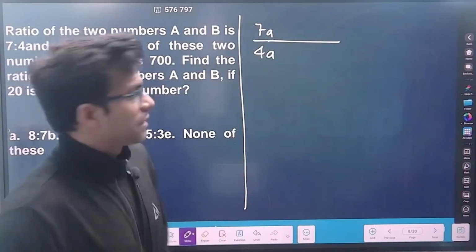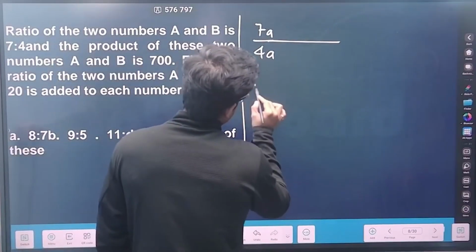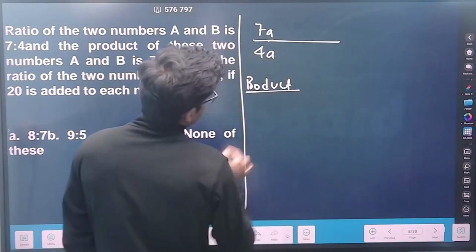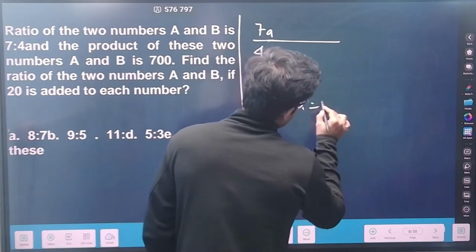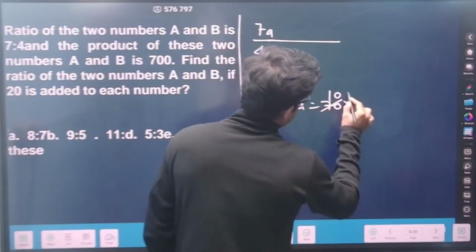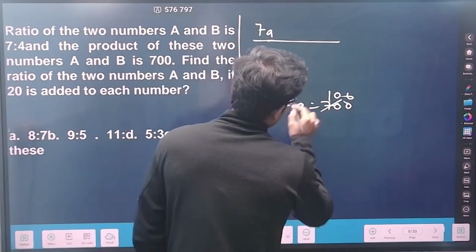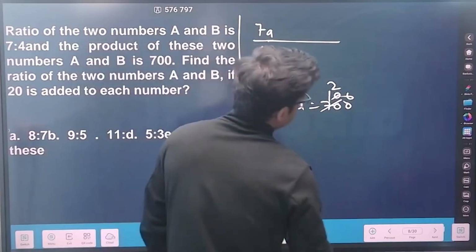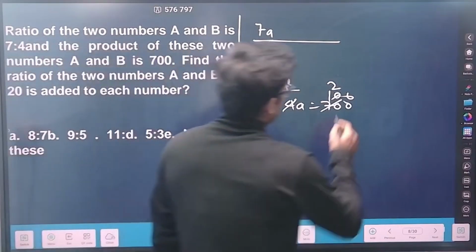What is the product? Can I say, first is that, second is product. Product means 7A multiplied by 4A is equal to 700. Correct. This from 7 goes 100 times. Then from here, 4 2s are 8, will it get 700? 4 25 times.